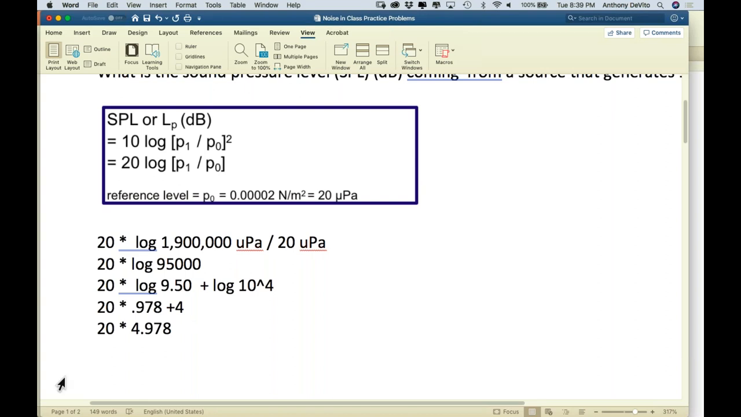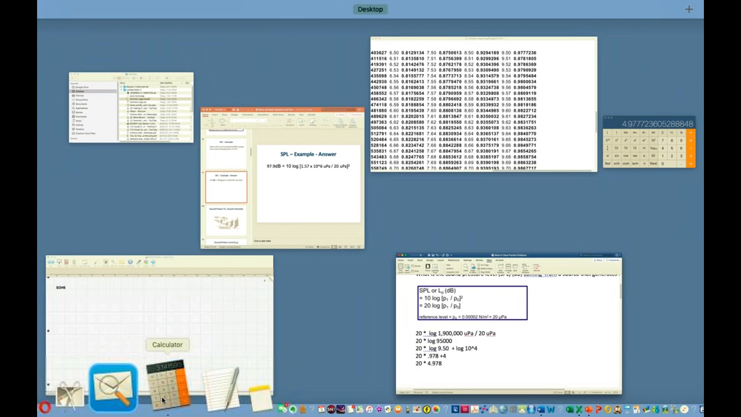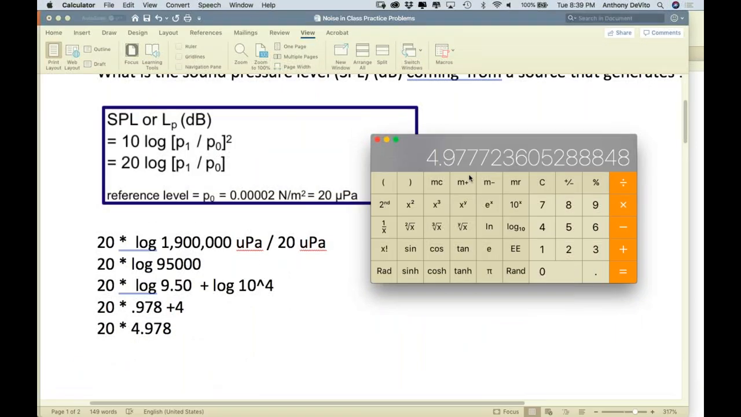Okay, so it's going to be 20 times 4.98. And we wind up getting our number of decibels is 99.6. Okay, so that sound pressure level is the equivalent of 99.6 decibels.